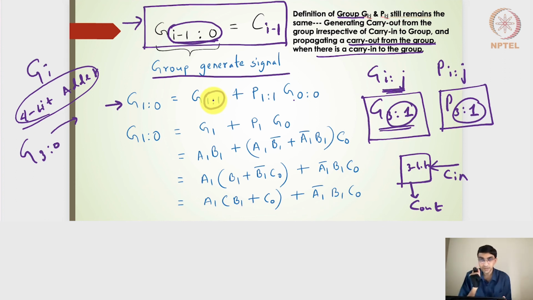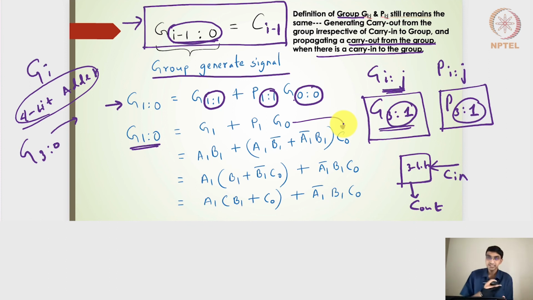It gives the bit level generate signal and the bit level propagate signal, right? So G0, P1, G1, that is what G1 is to 0 is. G1 is nothing but A1, B1 AND gate. P1 is nothing but XOR gate of A1, B1. And G0 is nothing but C0, the carry input to the first bit addition, or we can say the carry output of the 0th bit addition.